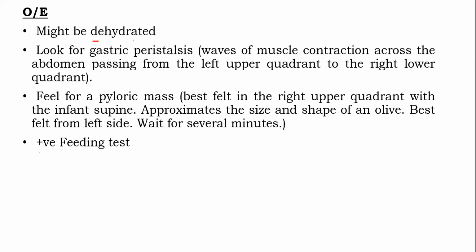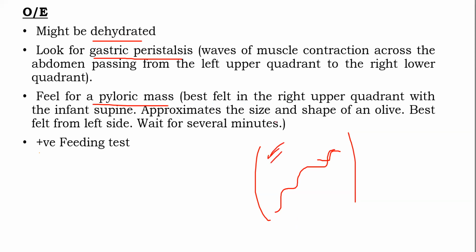On physical exam, it is very important to look for dehydration. If you do the abdominal exam, you can get a gastric peristalsis on inspection, which is a muscle contraction wave that can start from the left upper quadrant and move to the right lower quadrant. So if this is the abdomen, in pyloric stenosis the gastric peristalsis can start from the left upper quadrant and move to the lower quadrant like this.